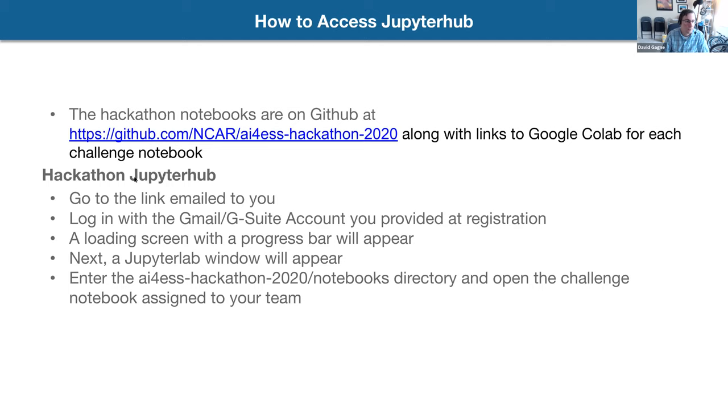For those who are hackathon participants, we set up a JupyterHub on AWS, courtesy of a very generous grant of cloud credits from AWS to set this up and run it. We send a link to you. It's emailed to you, and it's also in the Slack for the hackathon. To get into it, you'll log in with the Gmail/G Suite account you provided at registration. We have limited the login ability to those who are registered, so you'll get a 403 forbidden error otherwise.